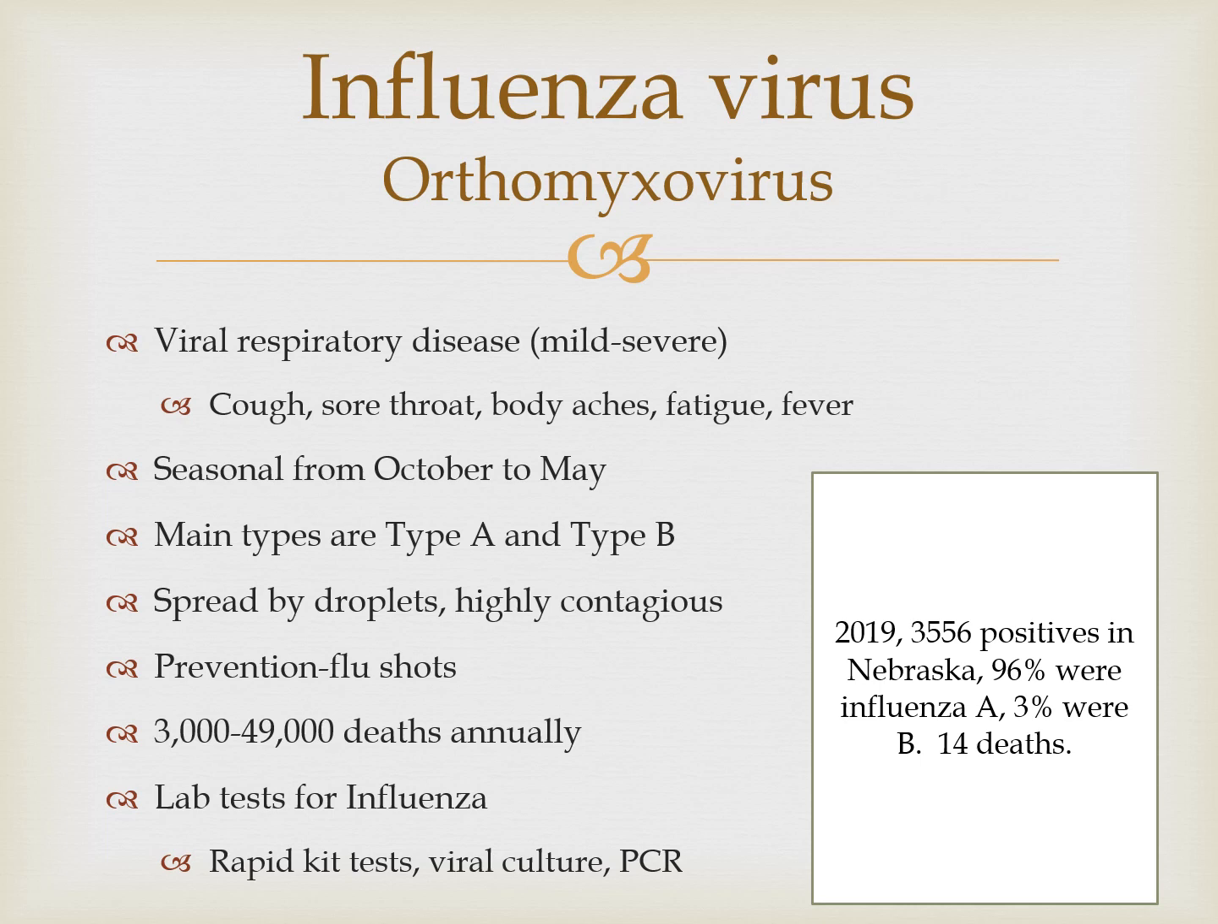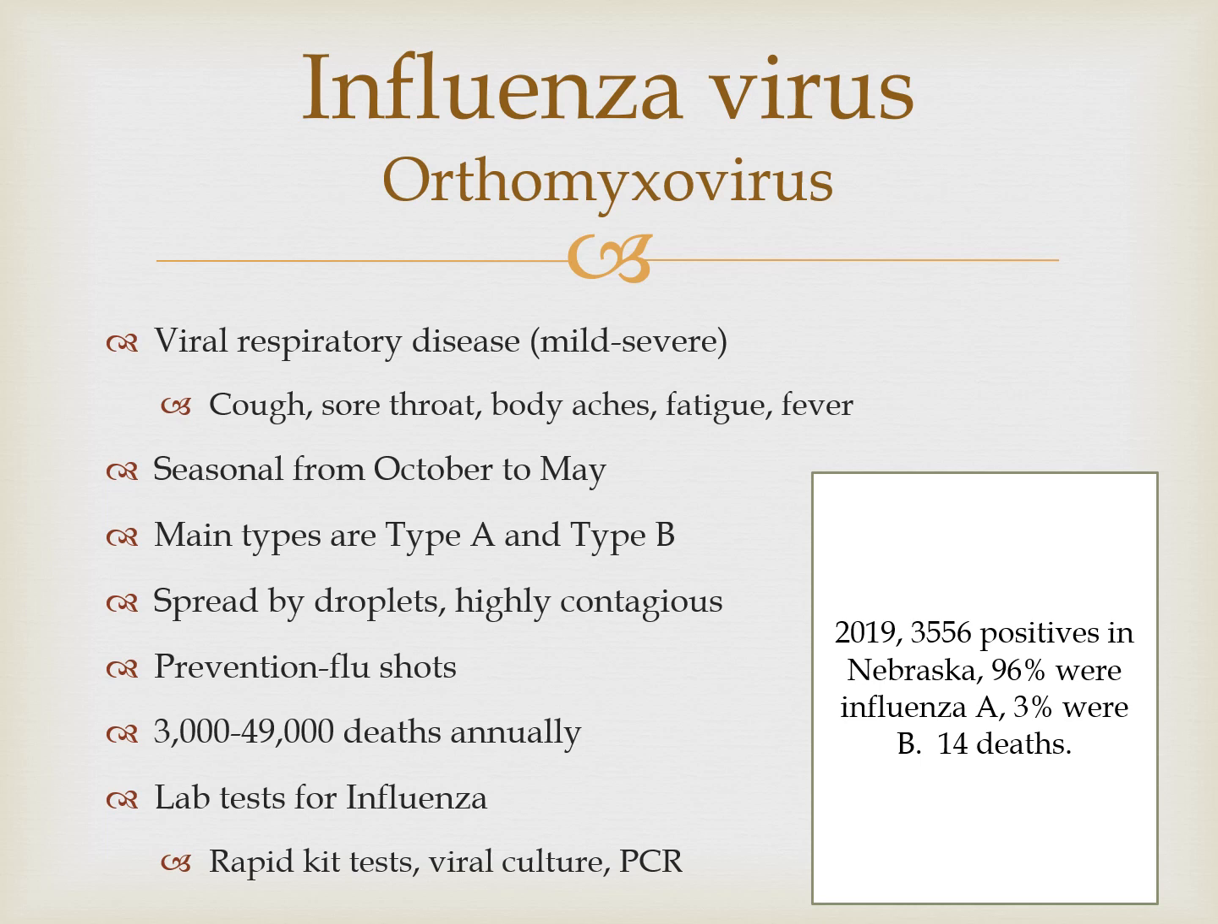Okay, it is considered a seasonal virus that occurs every year between October and May, and there's two main types of influenza viruses. Those are called type A and type B. Influenza virus is spread by droplets and it is highly contagious. There is a flu shot though that prevents influenza virus. The composition of the flu shot changes annually to match the circulating flu virus every year.